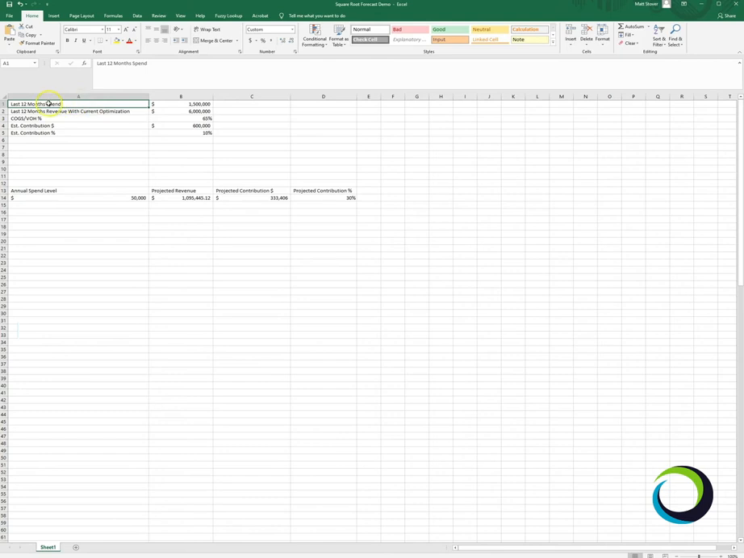So I have my 12 months of spend here, where this is a fictional example. We're going to say it's 1.5 million in spend, and the last 12 months of revenue with the current level of optimization. Again, this part of the forecast is not going to account in any way for campaign improvements, structural changes, new products being added, anything like that.